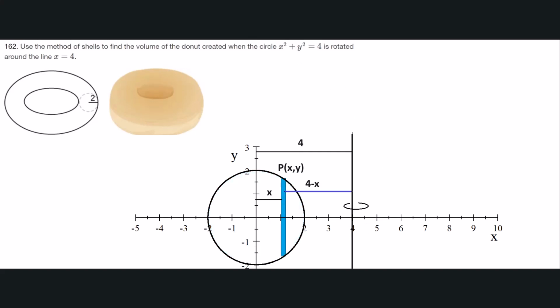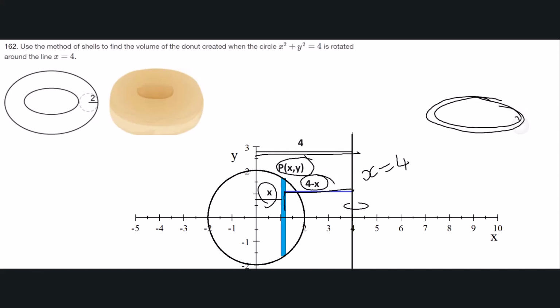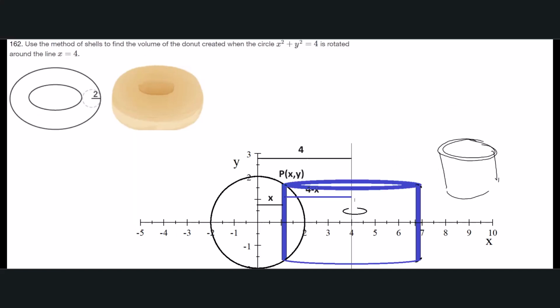So let's take an elementary slice right here, the way we usually do, and choose a point P with coordinates x, y, and we are revolving around the line x equals 4. So the radius of the revolution would be this value, 4 minus x. This is the radius of the shell that we get by revolving it. Let me just draw another picture for you, so this is how the shell is going to look.